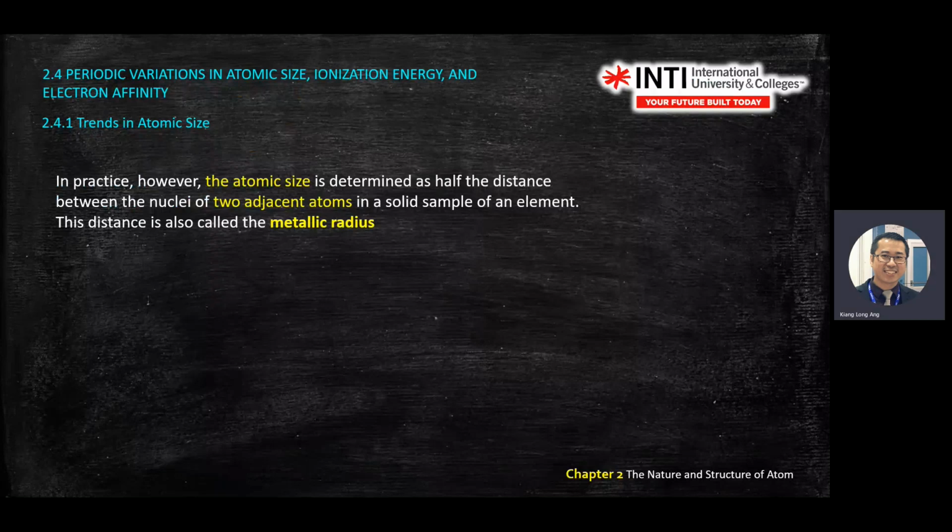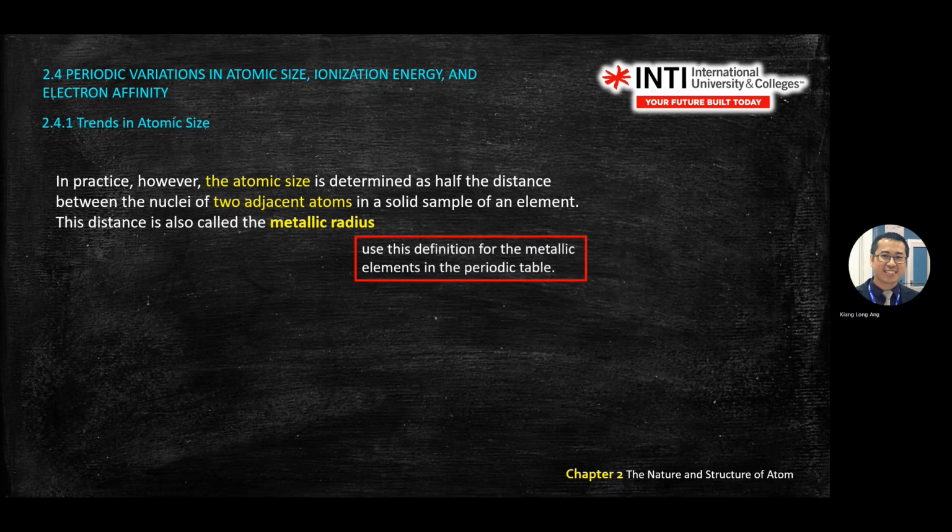Okay, next one you look at atomic size, ionization, and electron affinity. So what is a trend of atomic size? So this one, we use a definition of metallic in the periodic table. So the rest you read.